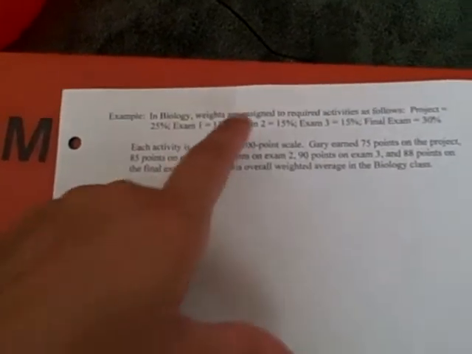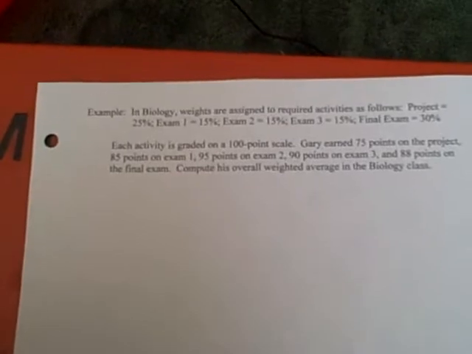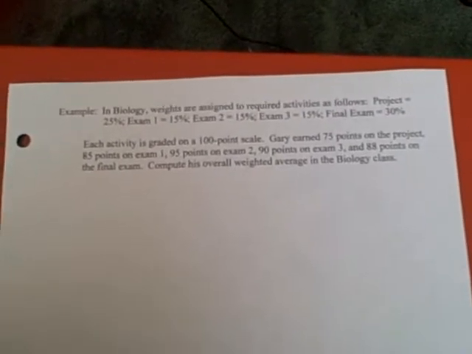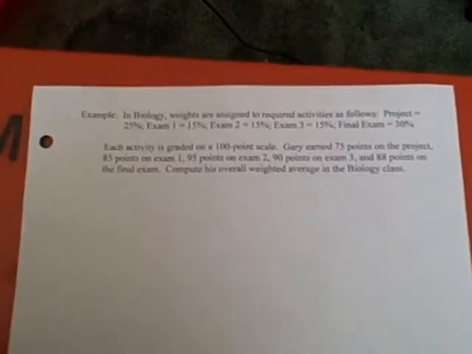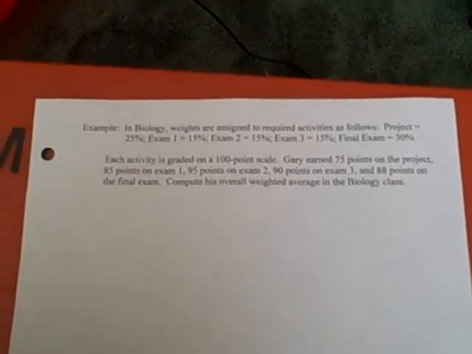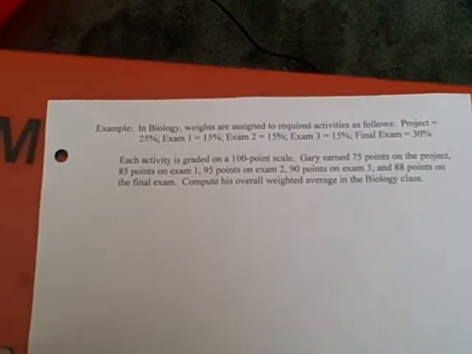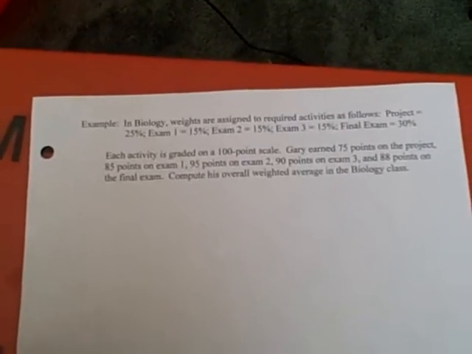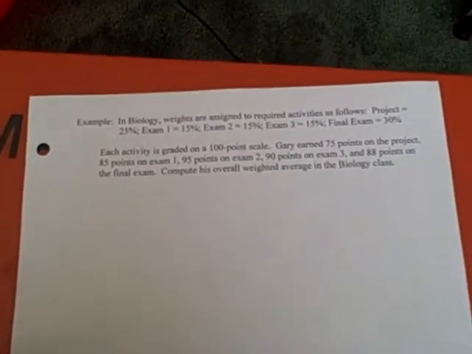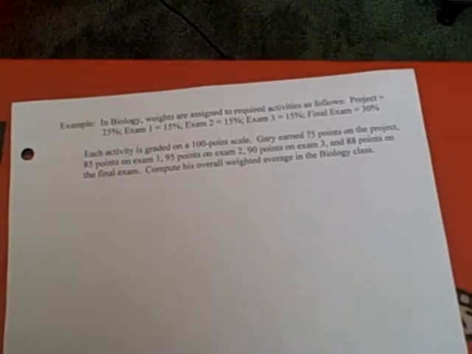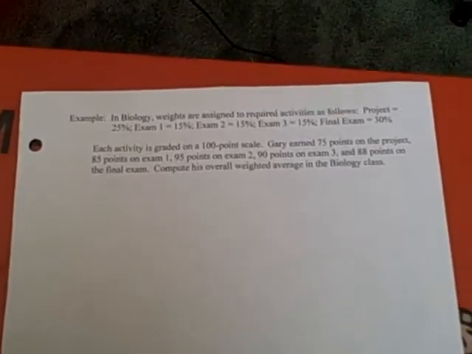So in biology, weights are assigned to required activities as follows. A project is 25%, each exam is 15%, and the final exam is 30%. Each activity is graded on a 100-point scale. Gary earned 75 points on the project, 85 points on exam 1, 95 points on exam 2, 90 points on exam 3, and 88 on the final exam. Compute his overall weighted average in the biology class.